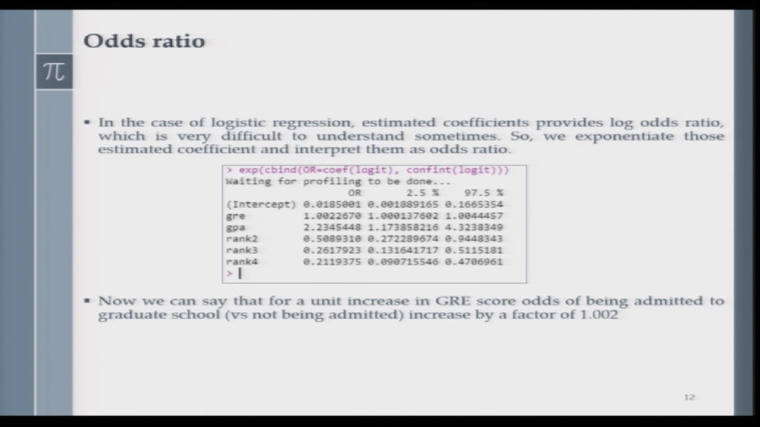So one can say that for a unit increase in the GRE score, the odds of being admitted to a graduate school versus not being admitted increases by a factor of 1.002.